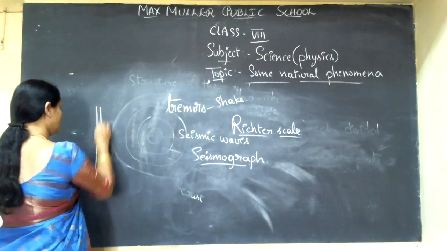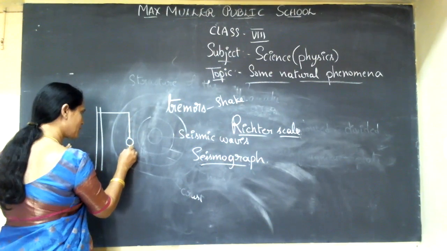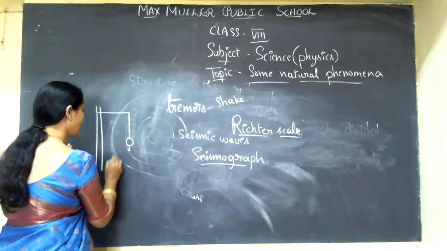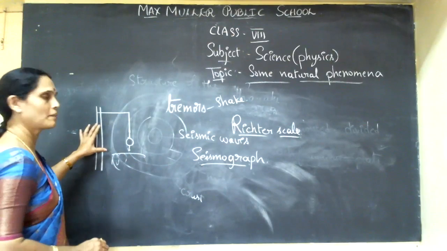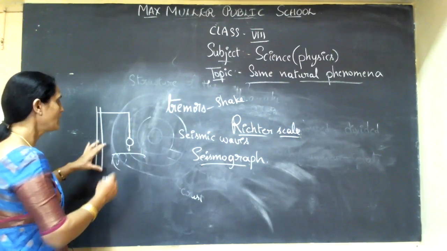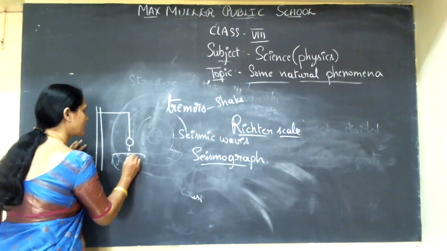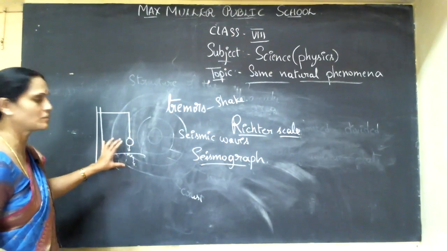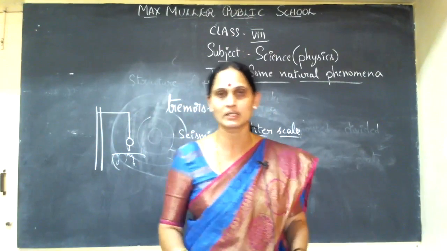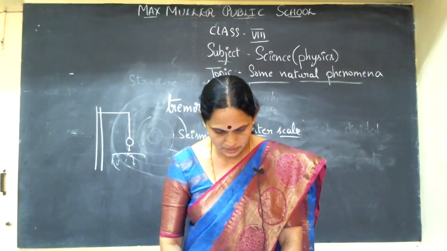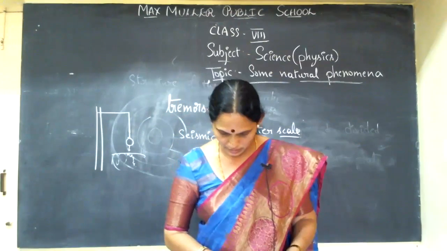A pendulum is attached to a stand, and this pendulum is attached to a pen, and there is a rolling paper. What happens when there are tremors? Seismic waves are produced, and when the seismic waves are produced, the pendulum starts moving and there will be a small graph on the paper. Looking at this measurement, the scientists find out how strong the earthquake was. Okay, so this much is the measurement, children.